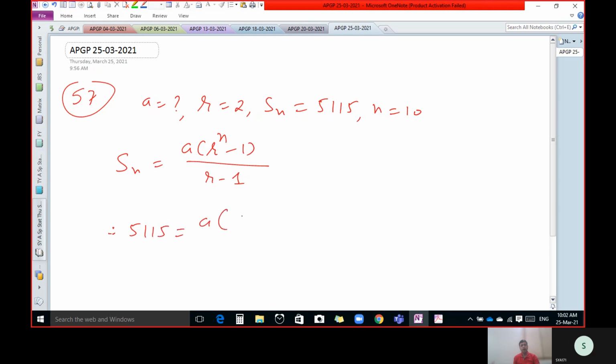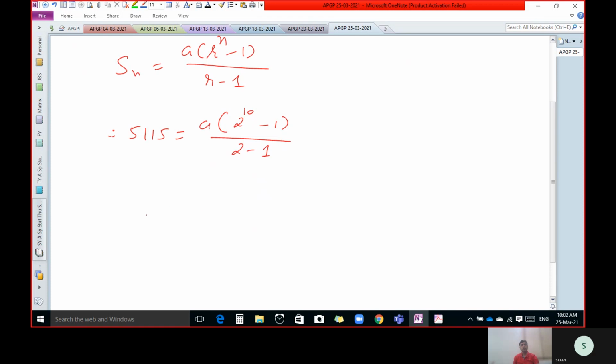A we don't know. R is 2, so 2 raised to 10 minus 1 upon 2 minus 1. 2 minus 1 is 1, into 5115, that is the same thing, 5115 equals A into, and 2 raised to 10 is 1024, minus 1 is 1023. So tell me the answer. 5. So the first installment is rupees 5.